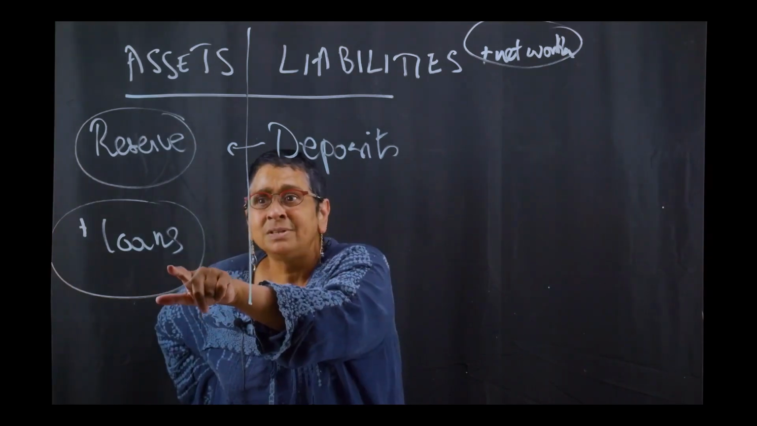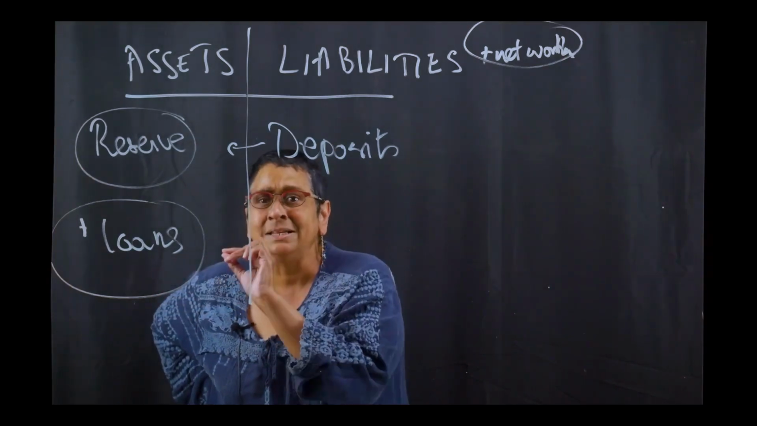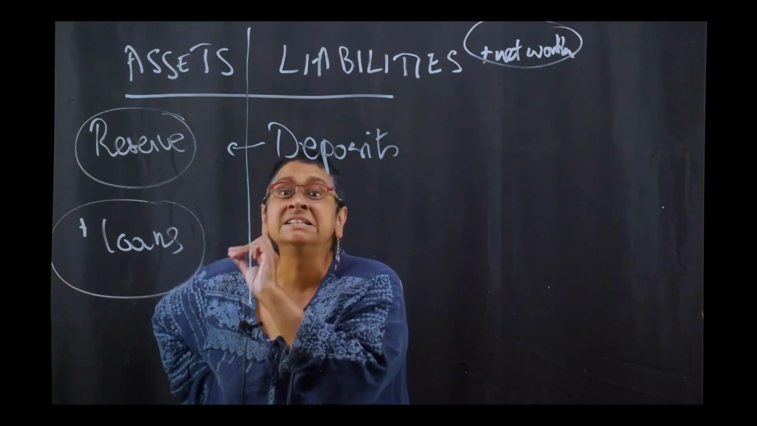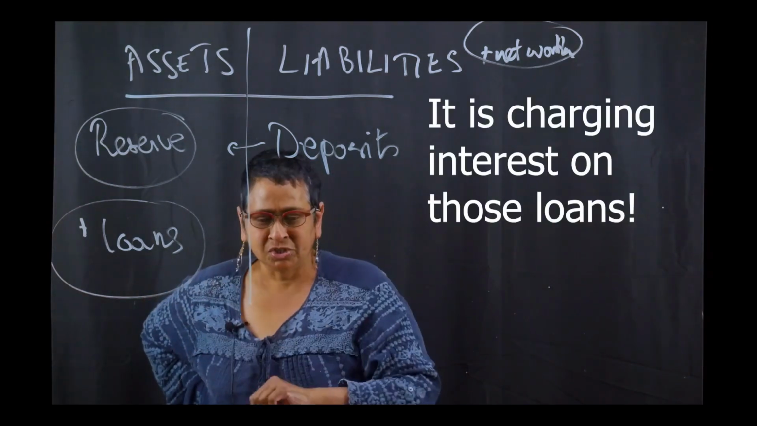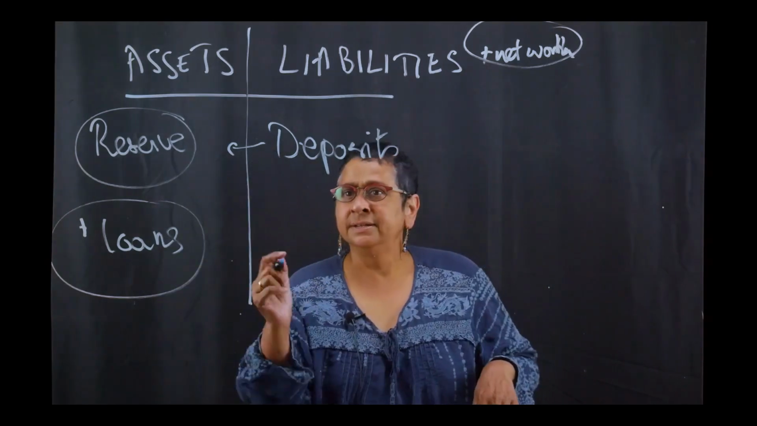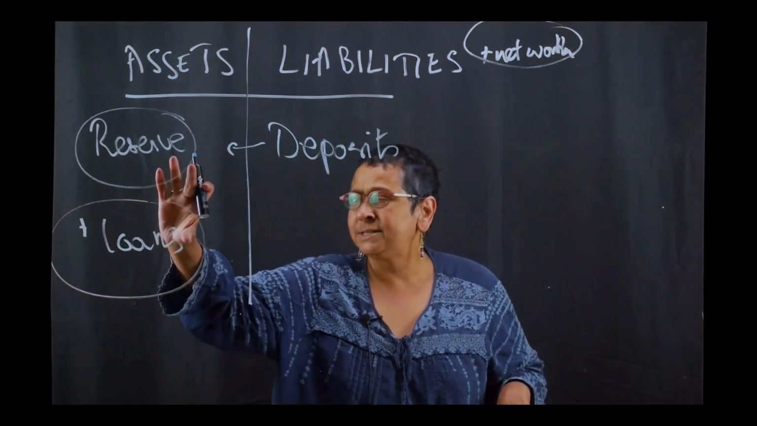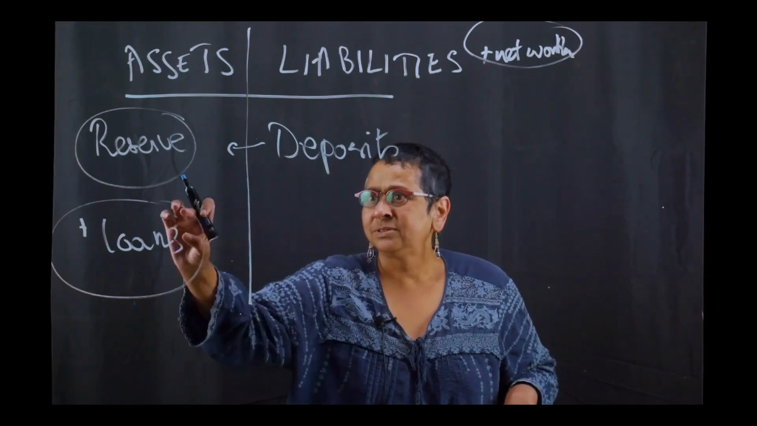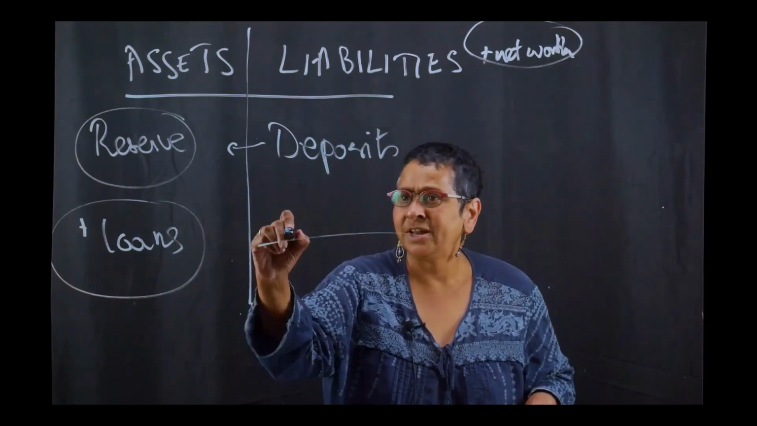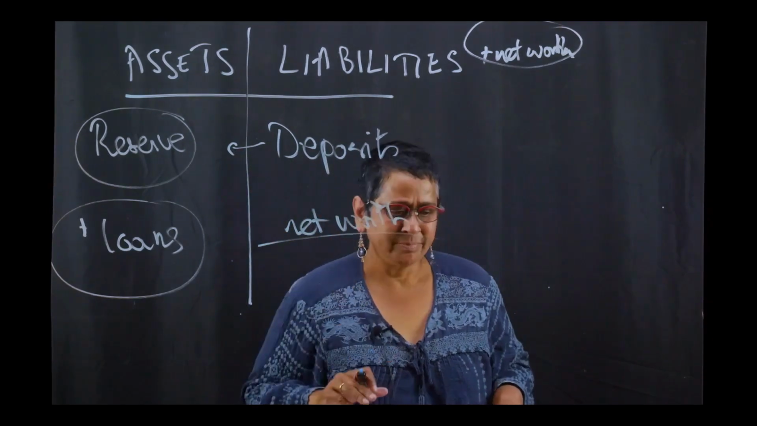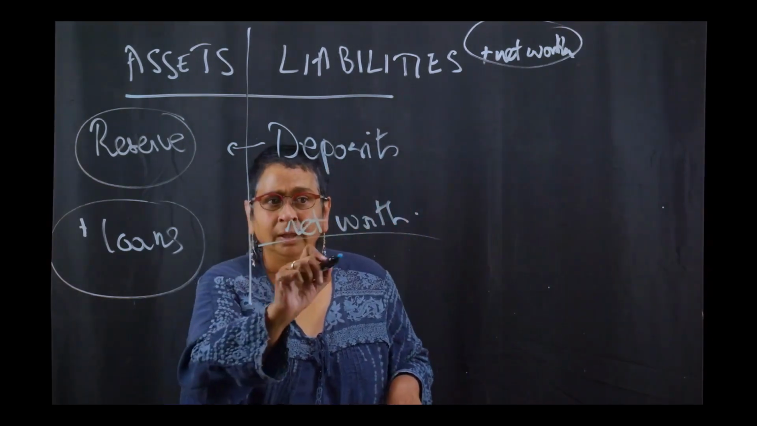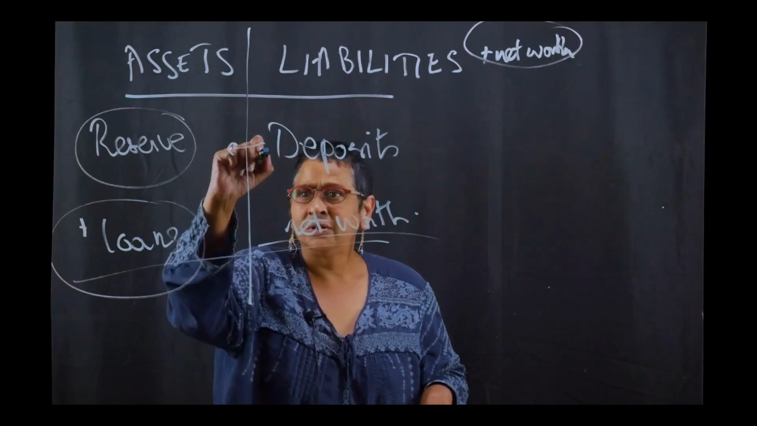So the bank earns an income on the fact that it is charging interest on these loans. And then you've got the deposits, its loans, and then you've got your net worth, and the two sides balance to zero. Let's just focus for a minute on this relation.